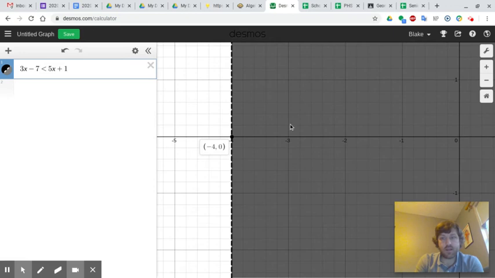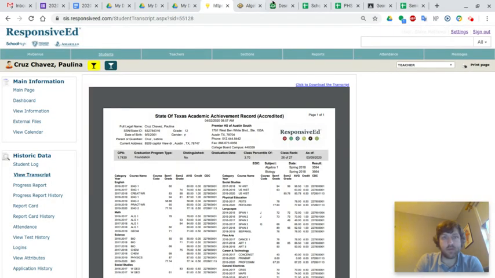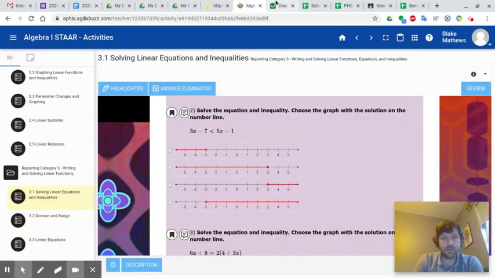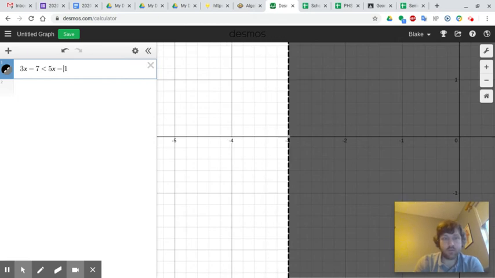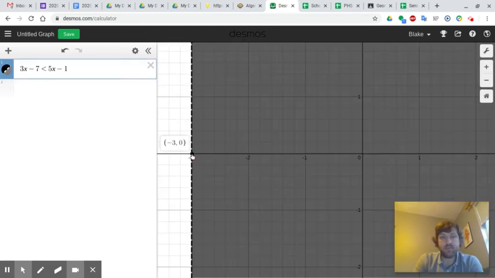All right, so what happened here is it found the place where it is true. All the shaded area is above negative 4. And I think I typed something in wrong. 3x minus 7 less than 5x minus 1, Mr. Matthews. Now we're at negative 3. Right here is where this graph starts shaded at negative 3 and above.